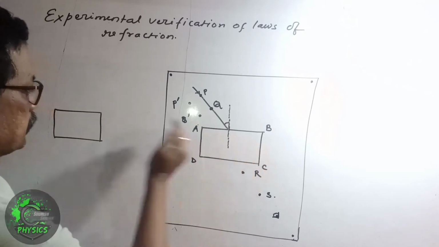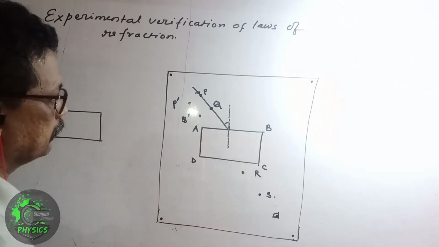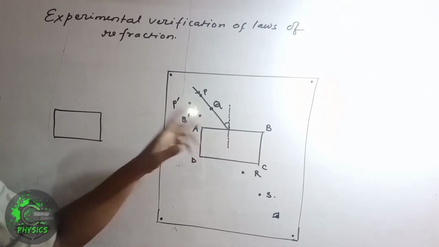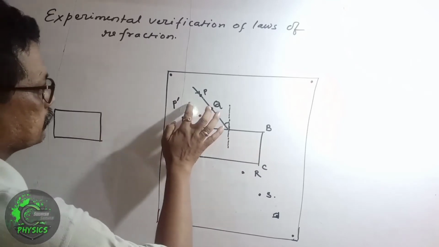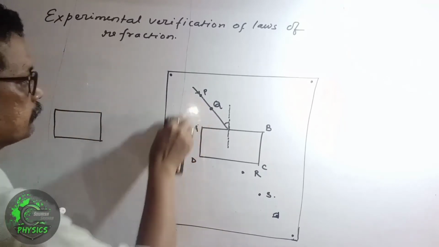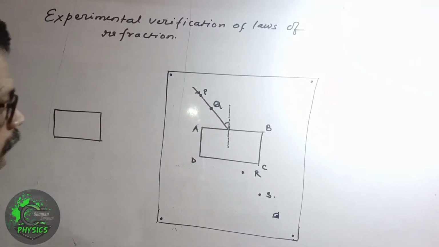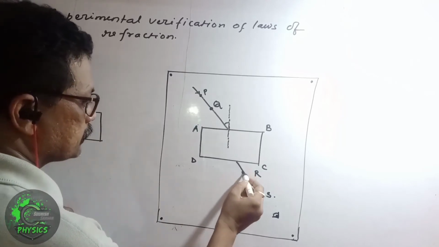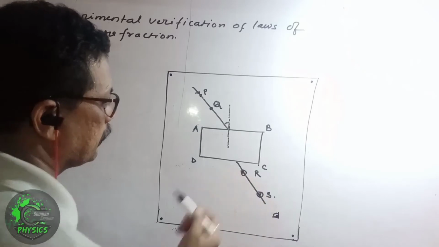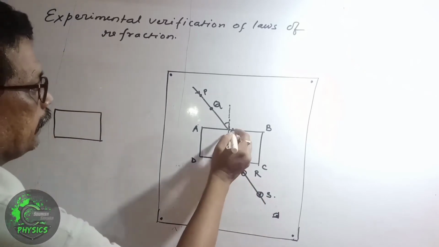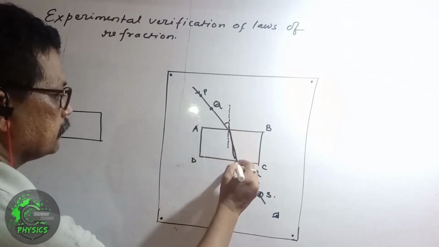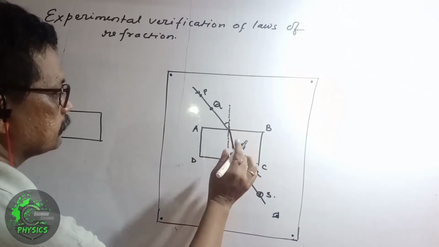Now remove this glass slab. As you remove this glass slab, this P dash and Q dash will vanish. Now you join R and S. These two pin marks are already there. You join R and S. And again you join these 2 points through a line.